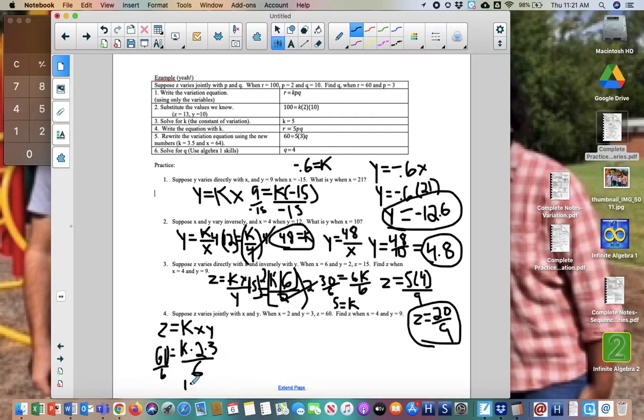So when I do that, I get 10 equals k. So now I'm going to rewrite this equation with the 10 for the k and fill in the ones that I know and find the one that I'm missing. It says find z, so I don't know z, when x is 4 and y is 9. So basically I just need to multiply these through, right? Okay, cool. So 10 times 4 is 40. 40 times 9 is 360. So I'm going to get z equals 360.